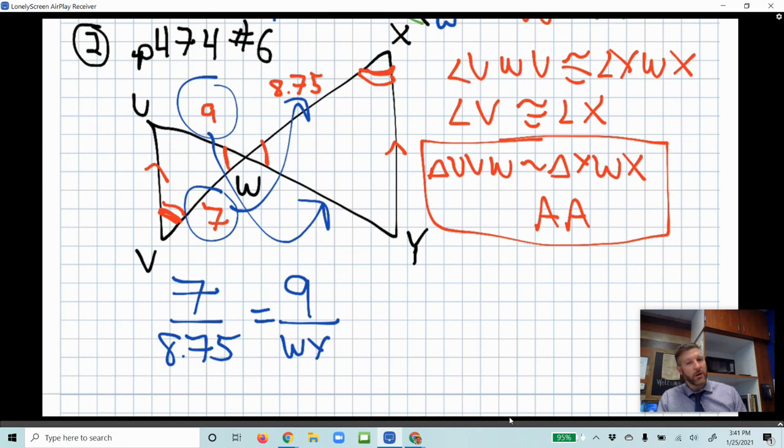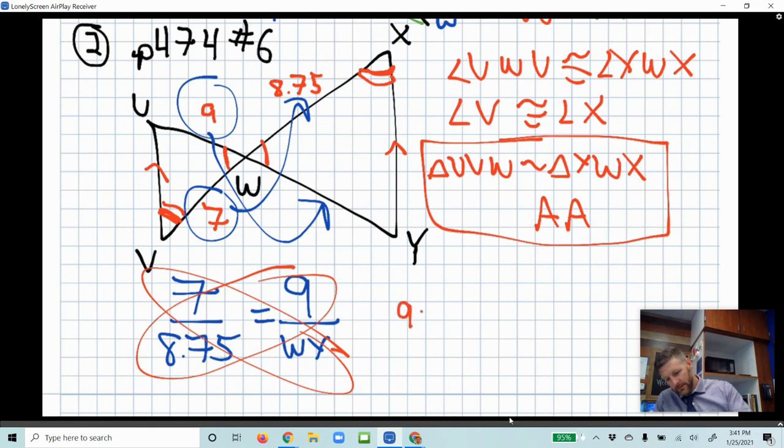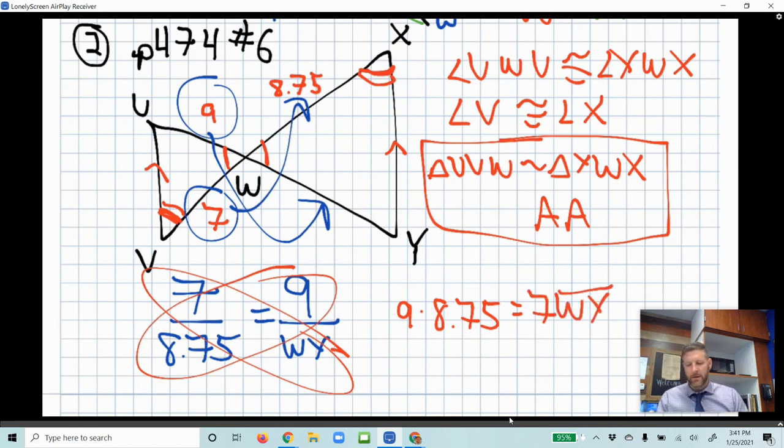And that's something you want to get very good at in this chapter because proportions are very handy and really not that difficult to solve. We're just going to find our cross products. So we're going to simply do 9 times 8.75 equals 7 WY. And then we're going to solve it by simply dividing by 7. So there's our pattern: cross multiply and then divide. Cross multiply the two numbers that are paired and then divide by the third number. You'll get very good at this. So 9 times 8.75 divided by 7, and what you get from that is 11.25.